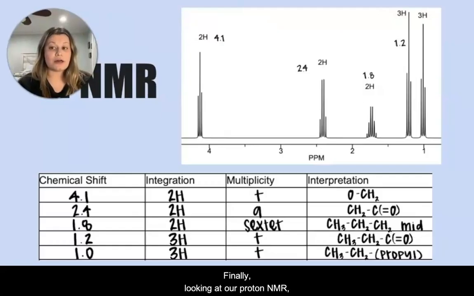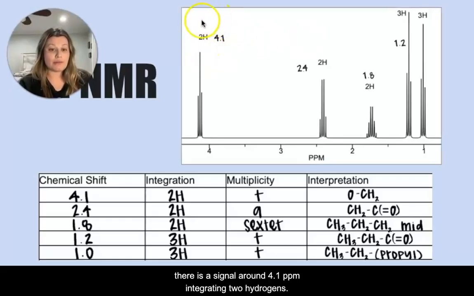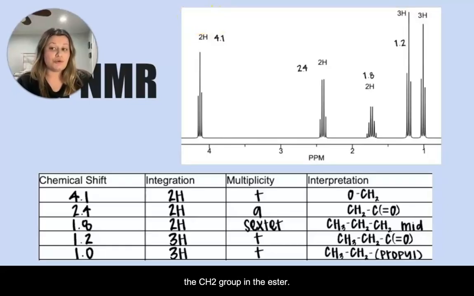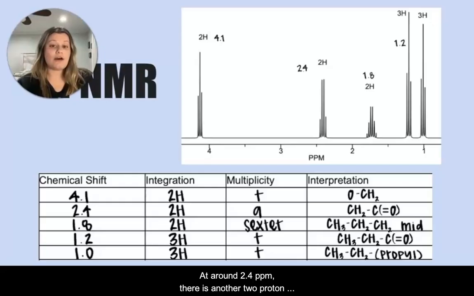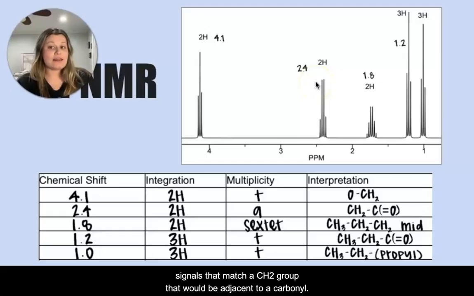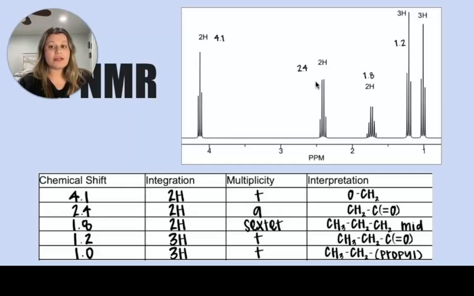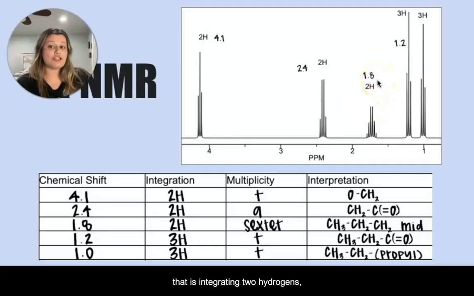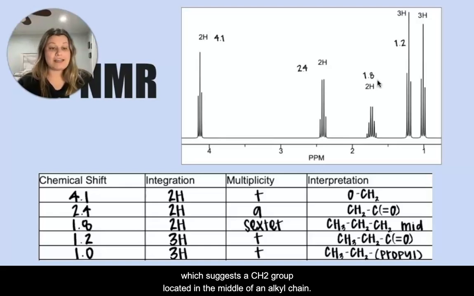Finally, looking at our proton NMR, there is a signal around 4.1 ppm, integrating 2 hydrogens. This signal is consistent with the oxygen that's bonded to the CH2 group in the ester. At around 2.4 ppm, there is another 2 proton signal that matches a CH2 group that would be adjacent to a carbonyl. The signal around 1.8 ppm is a sextet integrating 2 hydrogens, which suggests a CH2 group located in the middle of an alkyl chain.